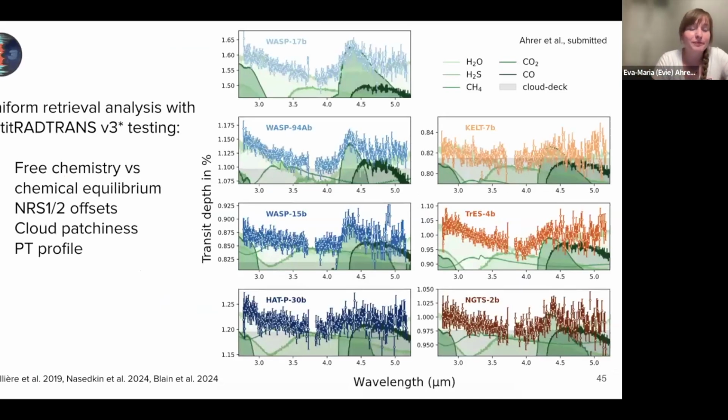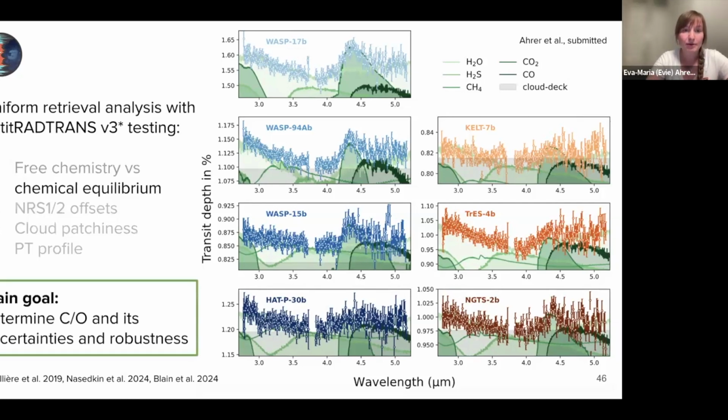So back to this picture. What I've done is I've used petitRADTRANS version 3 to test really different setups: free chemistry, chemical equilibrium, NRS1 and NRS2 offsets. I've done a lot of tests for NRS1 and NRS2. I did not include it here in the slides, but if you're curious, please do let me know. I tested cloud patchiness as well and different PT profiles. For this purpose now, I'm only going to present the chemical equilibrium. As we know, our main goal really is to determine C/O as well as metallicity and their uncertainties and robustness.